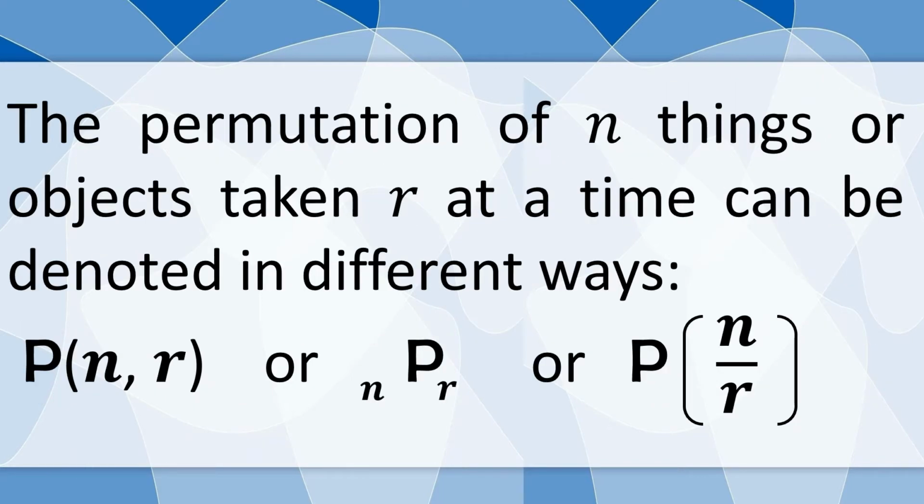The permutation of n things or objects taken r at a time can be denoted in different ways, such as P(n, r), nPr, or P sub n over r.